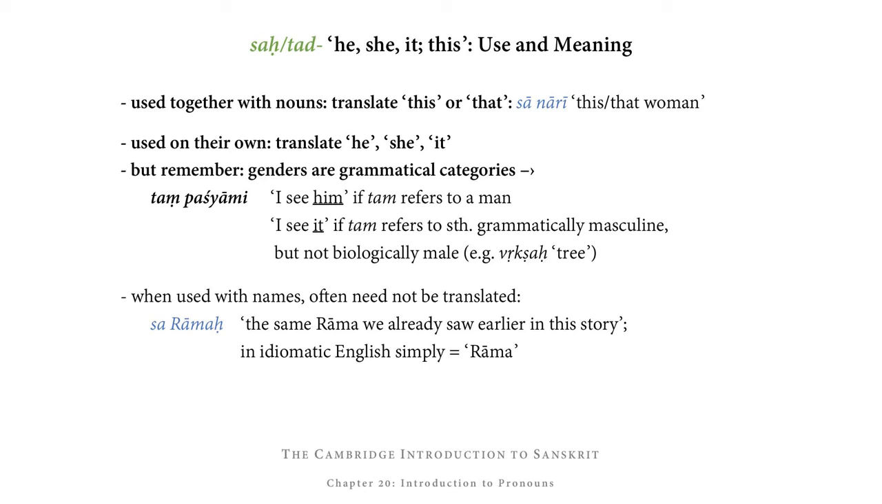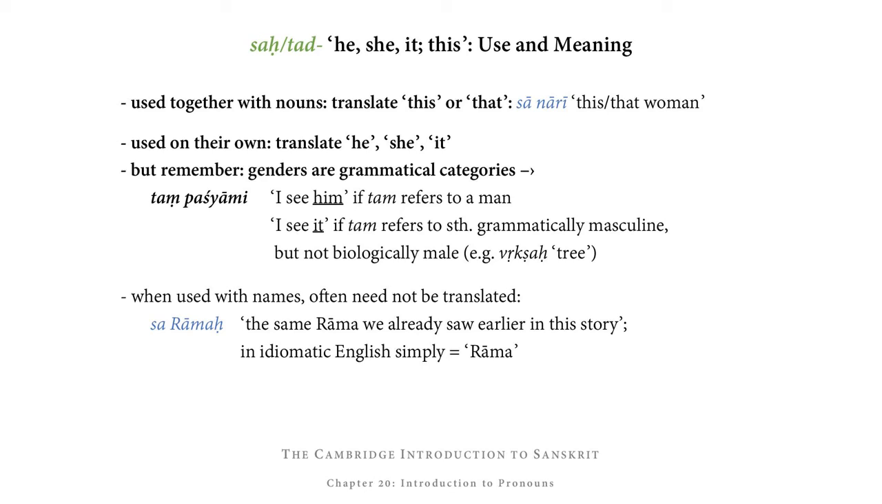For example, tam pashyami, or without sandhi, tam pashyami, meaning I see him. Him only if this grammatically masculine form actually refers to someone who is biologically male. But I see it if it refers to something that's grammatically masculine but not biologically male, such as vrikshah, tree.